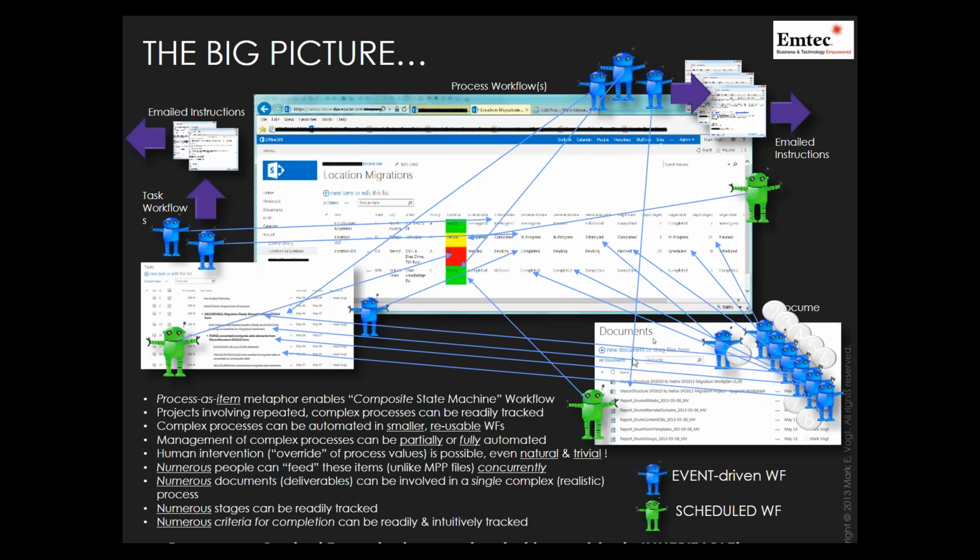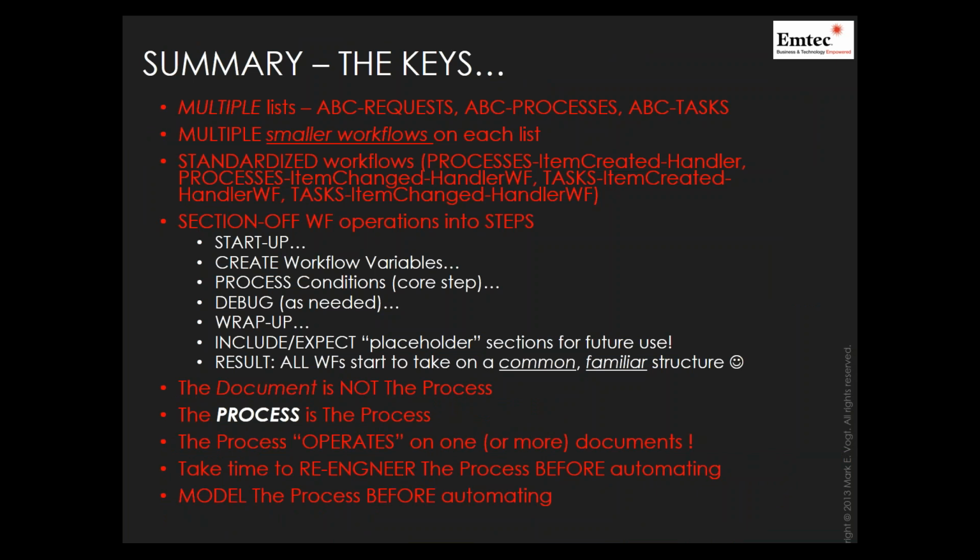It looks scary, but this sets the stage for whether or not you have event-driven workflows and schedule-driven workflows, which sets the stage that you could even evolve into Microsoft flows up on the cloud. Big summary on the keys. We got 1 minute left. Use multiple lists. It's going to be a request list, a processes list, and a task list for each of the processes, ABC. Use lots of smaller workflows, standardize those workflows.